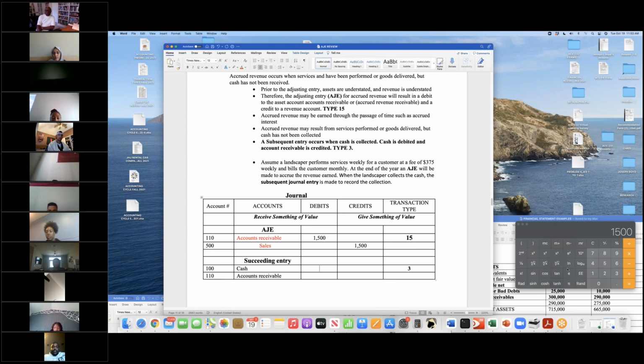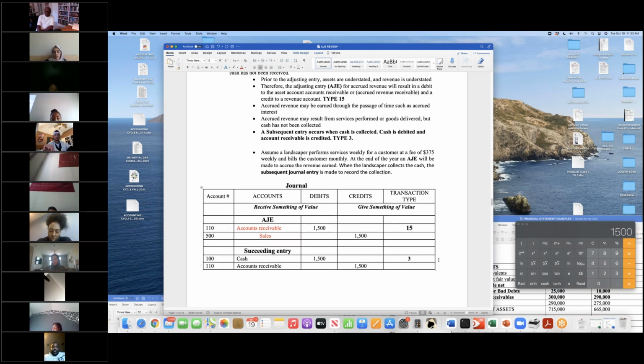You got it made, Kennedy? Somebody has that entry made. $1,500, then a type 3. Debit cash, credit accounts receivable, $1,500. Don't you just do $1,500 again for both of them? The cash, yep, and the accounts receivable? Yep. That's all we do.